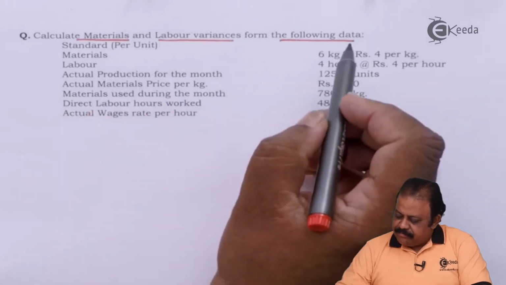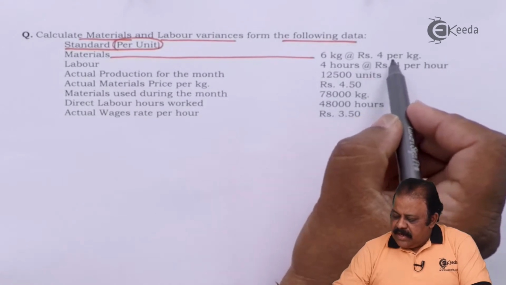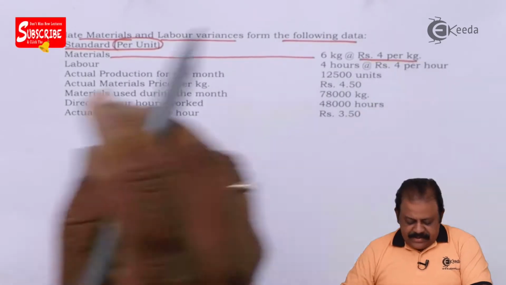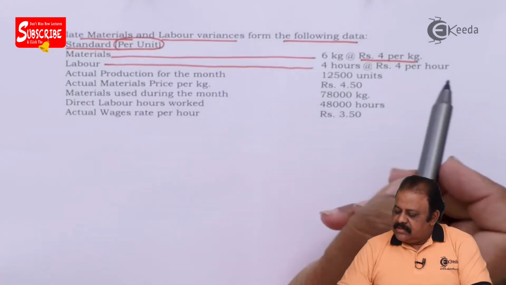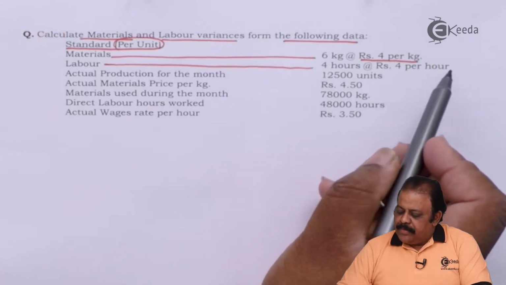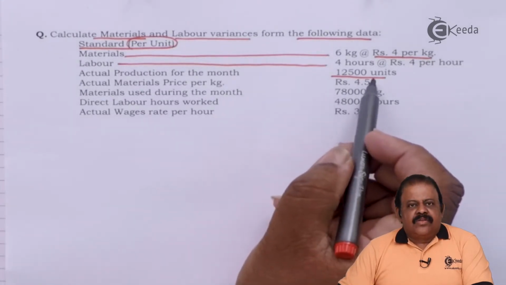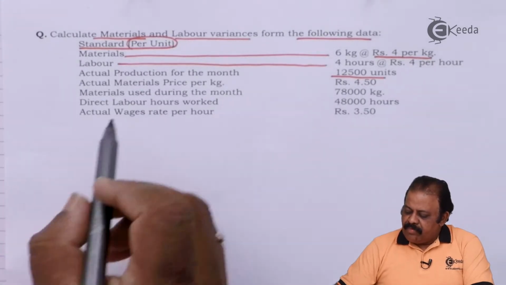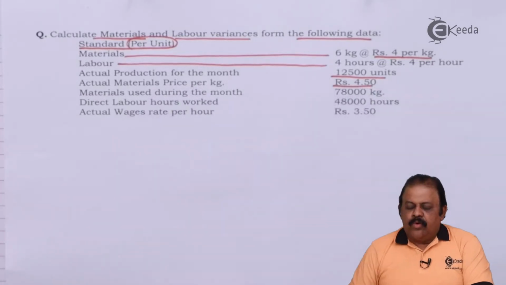Standard per unit: material 6 kg at the rate of 4 per kg. Labor: 4 hours at the rate of 4 per hour. Actual production for the month 12,500 units. Actual material price per kg 4.50 rupees.